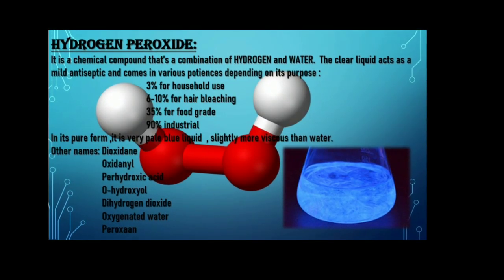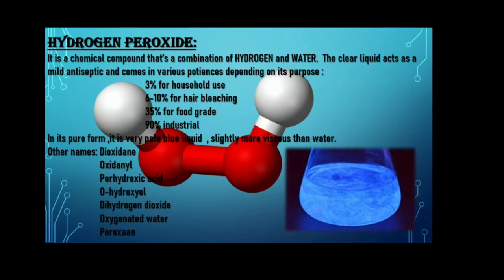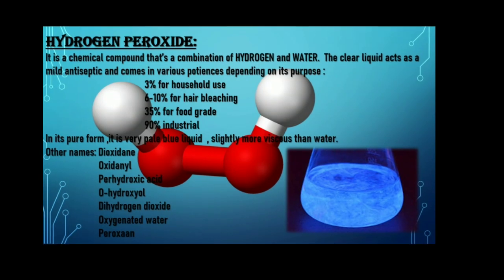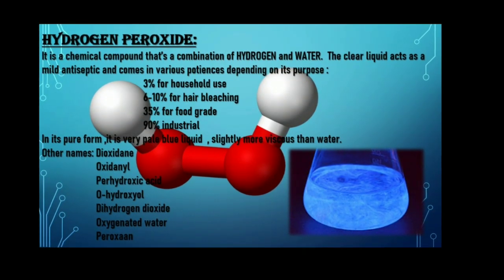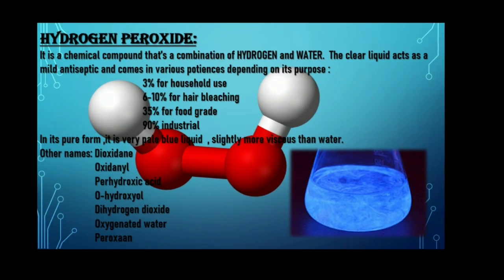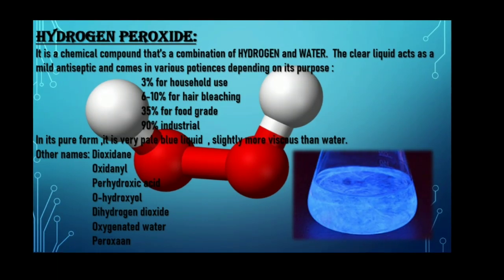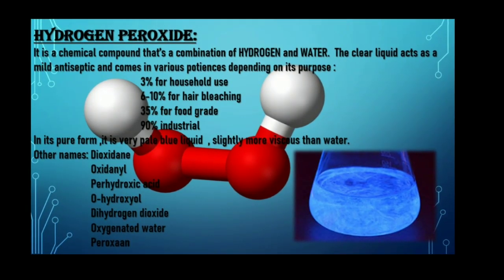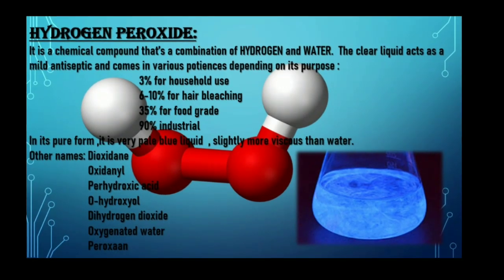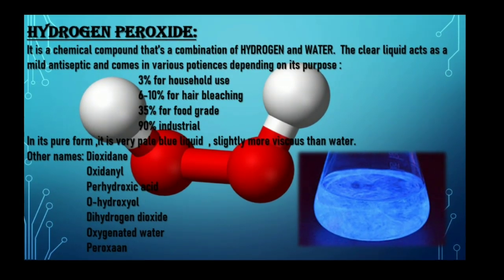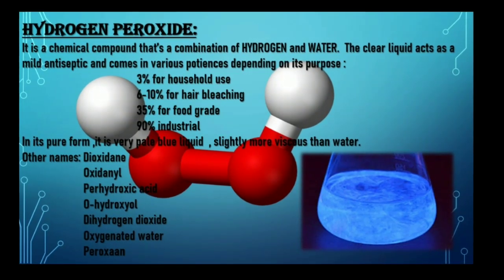Hydrogen peroxide. We all know it is a chemical compound that is a combination of hydrogen and water. It is a clear liquid, acts as a mild antiseptic and comes in various potencies depending on its purpose, like 3% for household use, 6 to 10% for hair bleaching, 35% for food grade and 90% for industrial use. When we take it in a pure form, it is a very pale blue liquid, slightly more viscous than water.